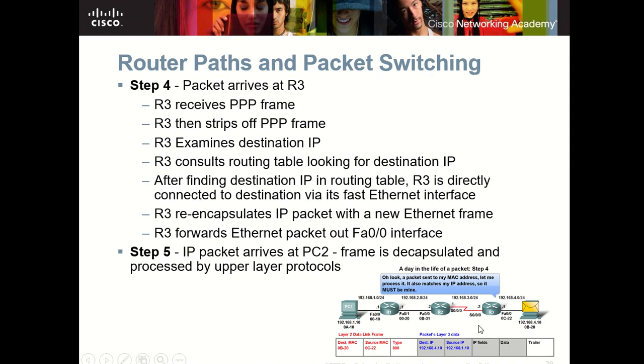So, mo-re-encapsulate pa gihapon ang buhaton niya. Pag re-encapsulate niya dinhi, ang new information dinhi will be, ang MAC address sa destination is the PC2 and ang source nahimo nang siya. Alright? So, pagdawat na ni PC2, ang IP packet arrives at PC2. Frame is decapsulated and processed by the upper layers.